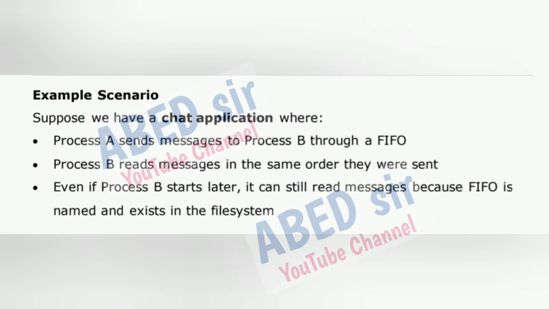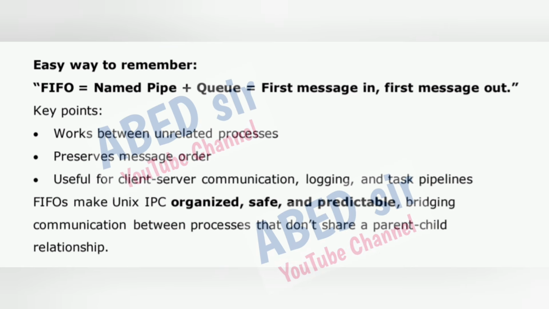Example scenario. Suppose we have a chat application where Process A sends messages to Process B through a FIFO. Process B reads messages in the same order they were sent. Even if Process B starts later, it can still read messages because the FIFO is named and exists in the file system. Easy way to remember: FIFO is equal to named pipe plus Q, first message in, first message out.